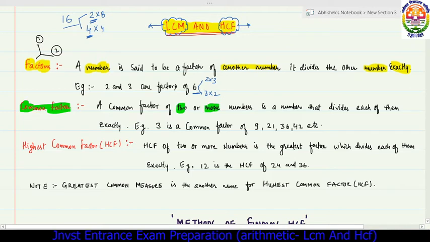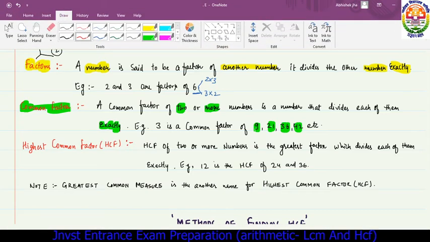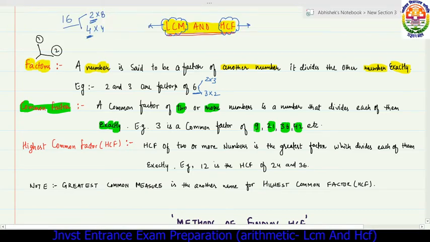It divides each of them exactly. That means if I write 9, 21, 36, 42, I have 4 numbers. In this question, I have 4 numbers: 9, 21, 36, 42. All 4 numbers are divisible by the 3's table. For example, 3 3s are 9, 3 7s are 21, 3 12s are 36, 3 14s are 42.